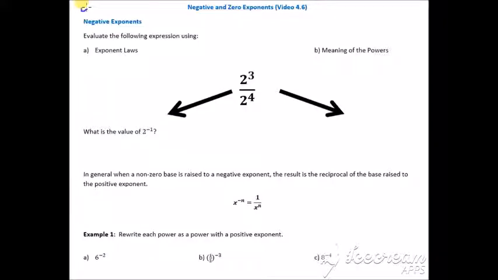Zero exponents. So negative exponents, what we're going to do is evaluate the following expression. So hands-on, we have to deal with exponent laws. If we have 2 to the exponent 3 over 2 to the exponent 4, we're using the division exponent law. So we're going to go 2 to the exponent 3 minus 4. We take the exponent in the numerator and subtract the exponent in the denominator, and we're able to do that because we have the same base. So we actually get 2 to the negative 1.